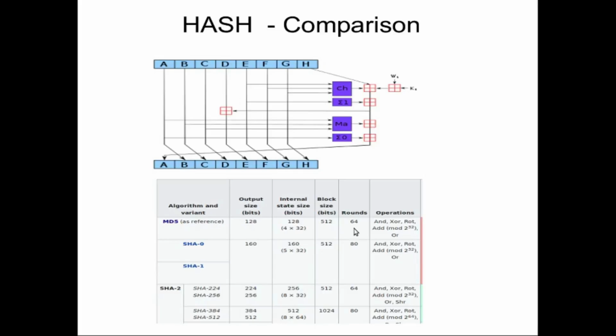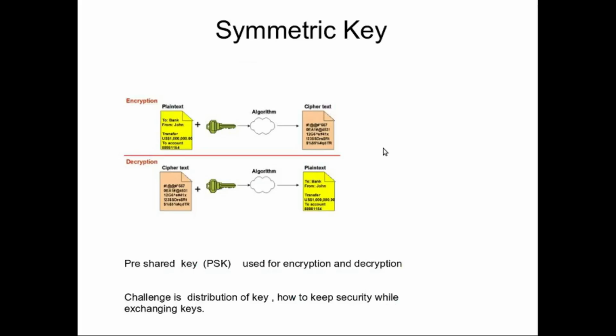Similarly, SHA-256 does the same 64 rounds, takes 512 bits of the data on each iteration, and at the end produces a 256-bit output. What does it do in between? It does AND, OR, rotation, modulus, and various kinds of bit-level operations, as you can see in the operation section. And this is the pictorial representation of all these bit-level operations. So that's how we get a hash.